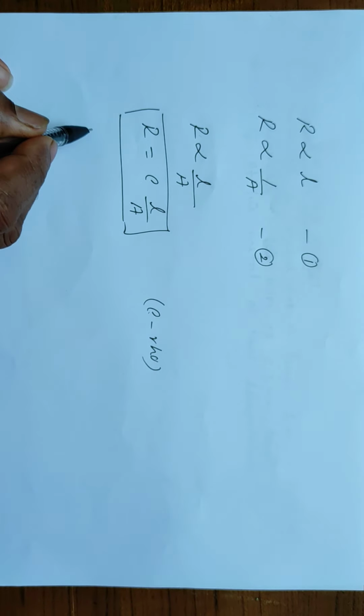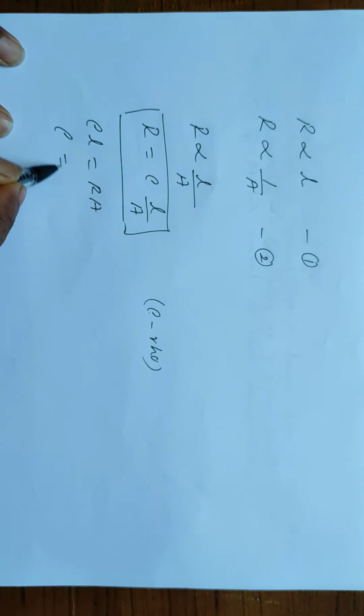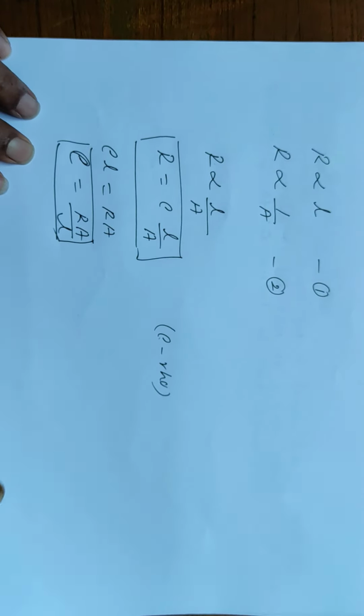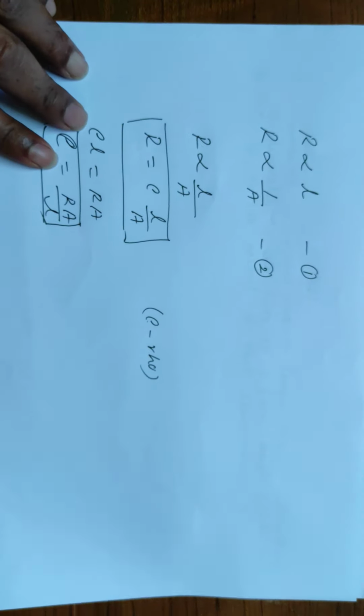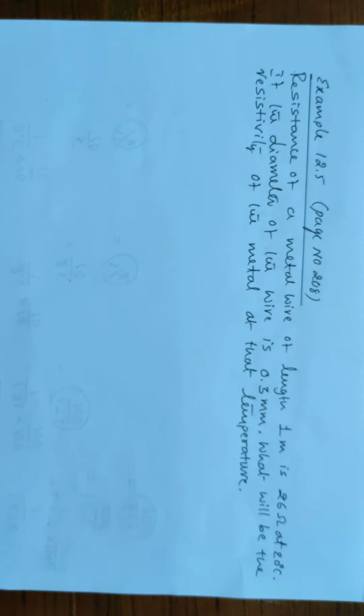This is the formula for resistance. One another formula: on cross multiplication, rho L is equal to RA. Rho is equal to RA by L. This is the formula for resistivity. By knowing resistivity, length and area, we can calculate the resistance. By knowing resistance, area of cross section and length, we can calculate the resistivity. Here is one worked example from your text.